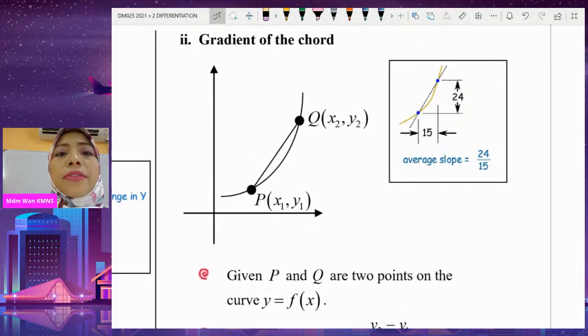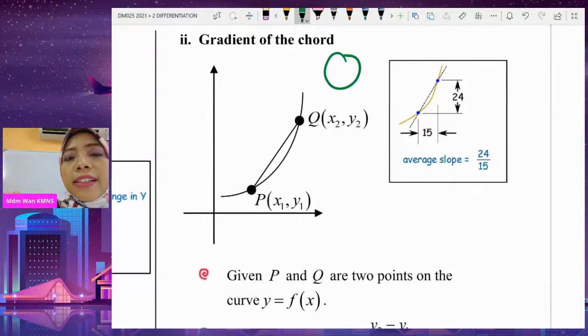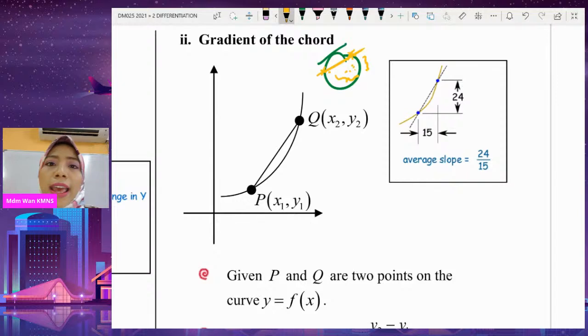Now we look at the next explanation: gradient of a chord. What does chord mean? Chord in Malay is tembereng. If you have a circle here, this line is a tangent, but once it crosses the circle, we call it a chord. As long as it has two points, you can always find the gradient: the change in y and the change in x. For this example, it is 24 over 15, so the gradient is 24 over 15. Clear? Can I continue? What is number 2?